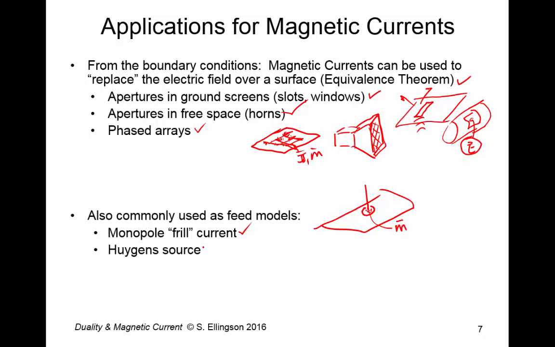Another way this emerges is in the form of a thing called a Huygens source. Huygens sources will be a topic of another lecture, but I will simply tell you now that they turn out to be very useful. They consist of an electric current moment co-located with a magnetic current moment, and it gives us a very powerful way to model a broad class of antennas.